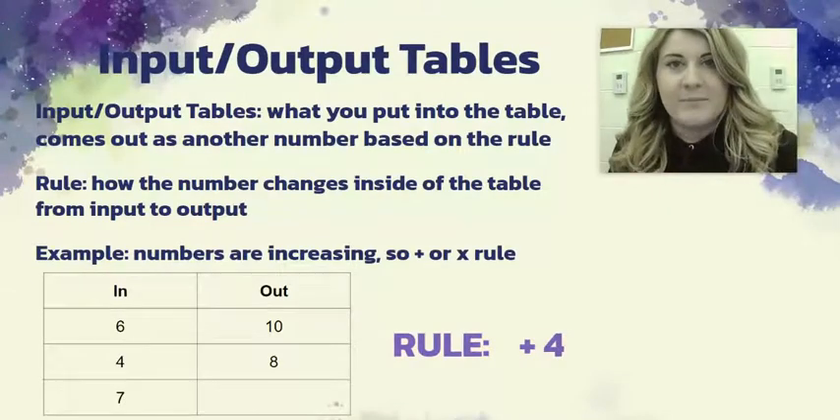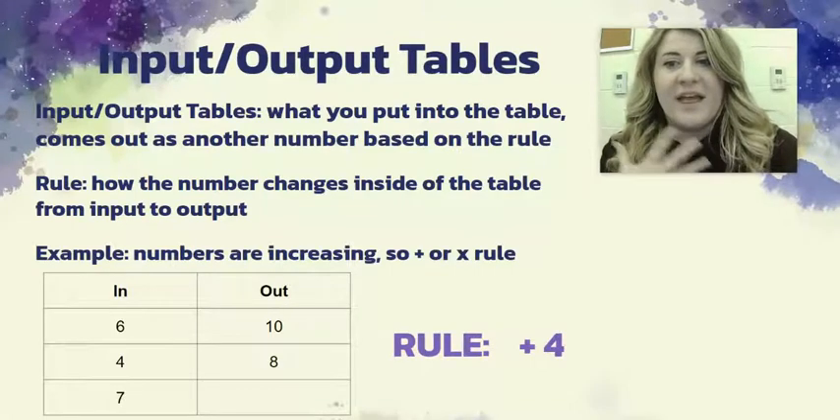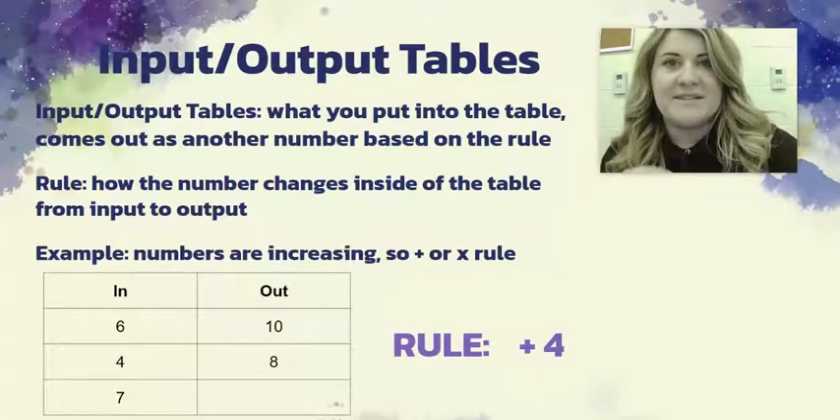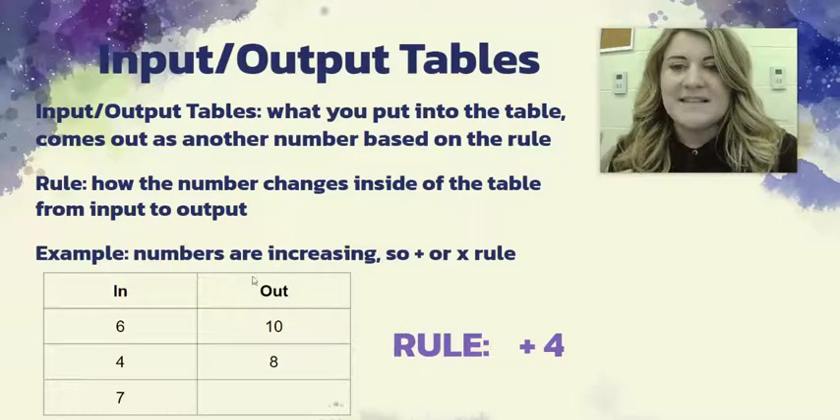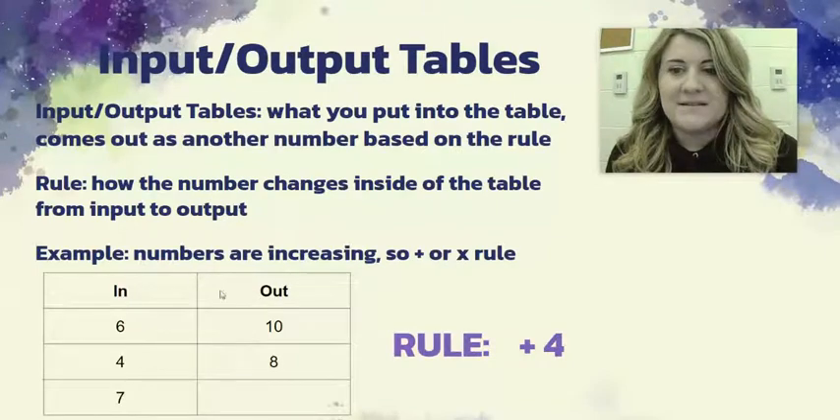So an input output table is basically what you put into the table. It comes out as another number based on the rule. And the rule here is how the number changes inside of it. So it can either increase or decrease. If we look at this table right here, and it's not an actual table with legs, it's a math table, okay? It's just a word for all these little boxes. That's our table. It's going in as one number and coming out as another number.